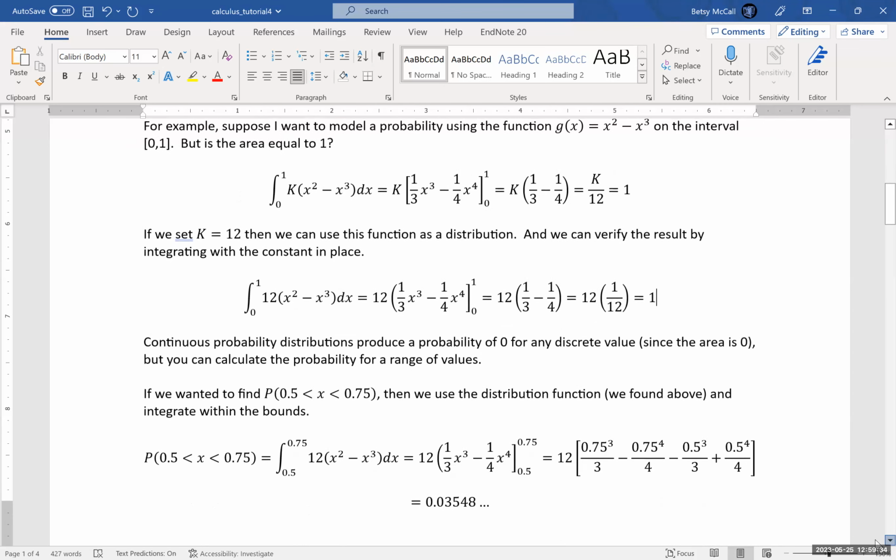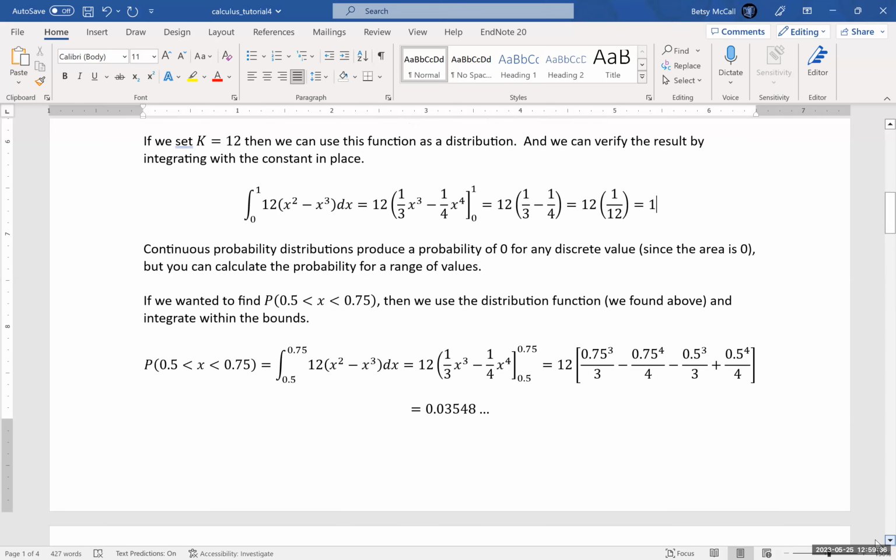Now, the other thing that you have to check, as I mentioned briefly before, is that no part of the function is negative on the interval where you're using it for your distribution. So it's not just that the area is 1, but also that it's never negative on that defined interval.